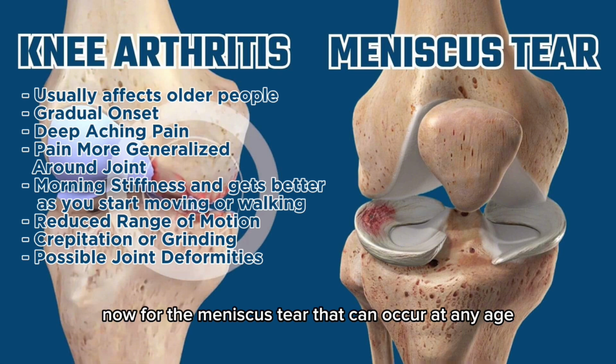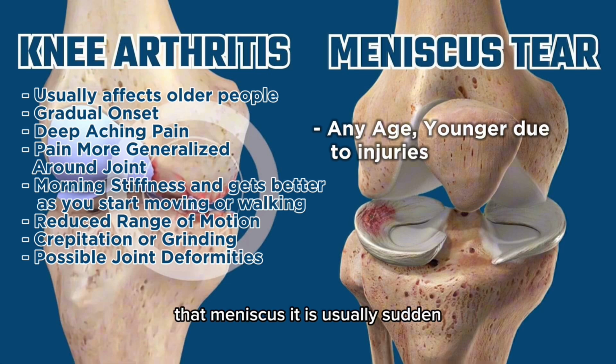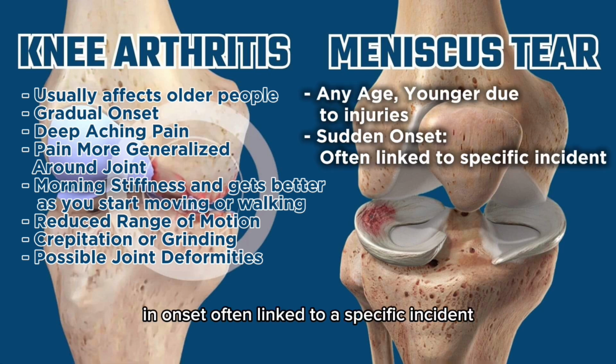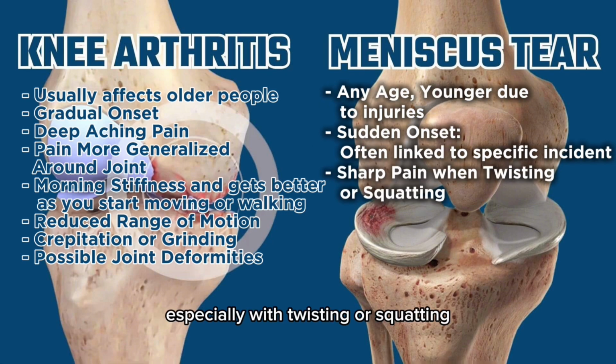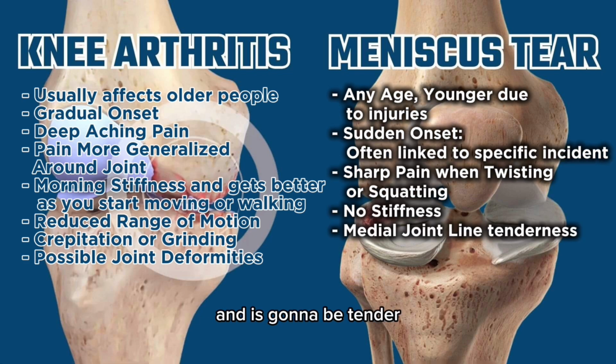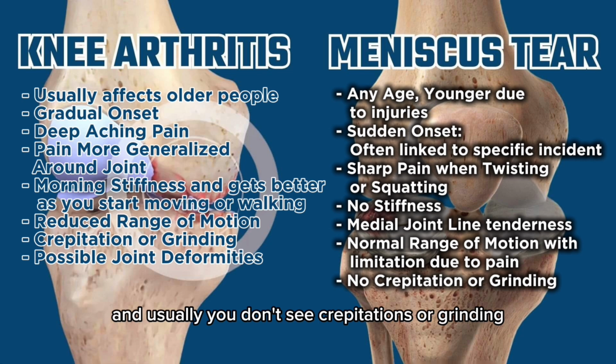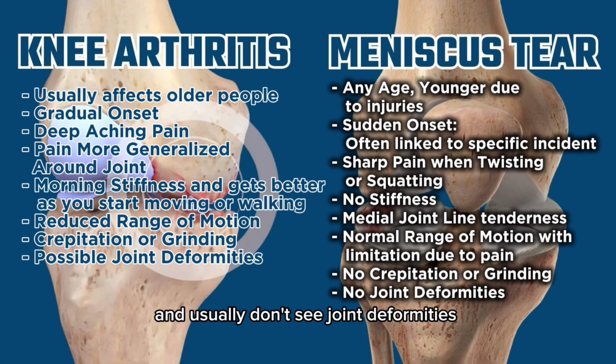Now, for the meniscus tear, that can occur at any age. Younger people with injuries or older people after the arthritis has worn down that meniscus. It is usually sudden in onset, often linked to a specific incident. You're gonna have sharp pain, especially with twisting or squatting. Usually you have no stiffness or minimal at most. Pain is gonna be in that medial joint line and it's gonna be tender, meaning when you press it. Usually you have normal range of motion, or the limitation will be due to the pain, and usually you don't see crepitations or grinding, and usually you don't see joint deformities.